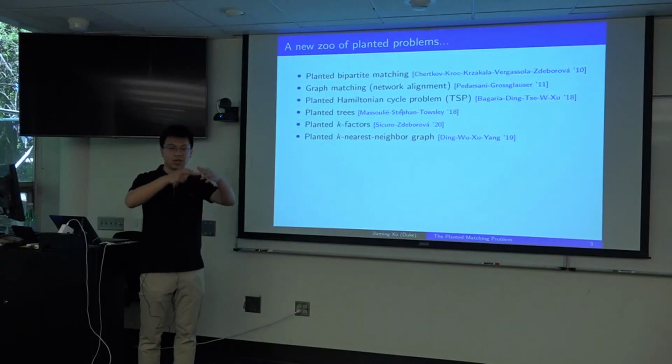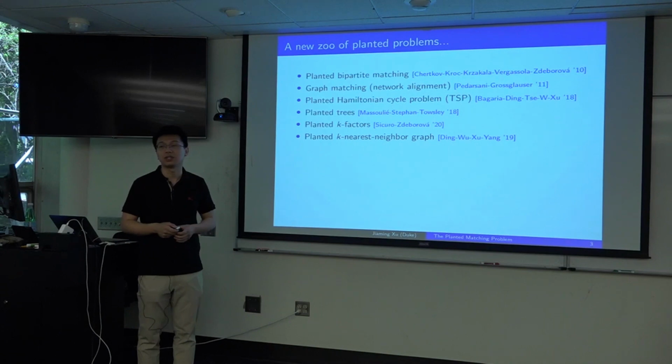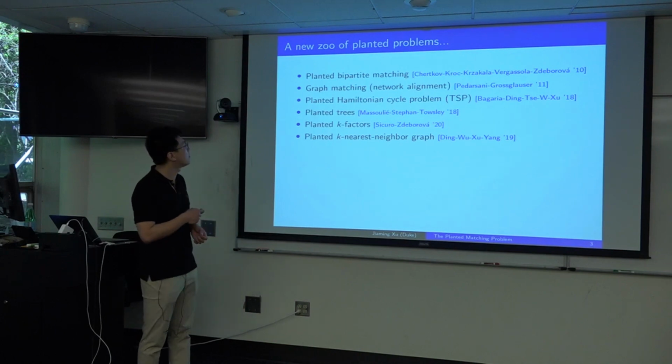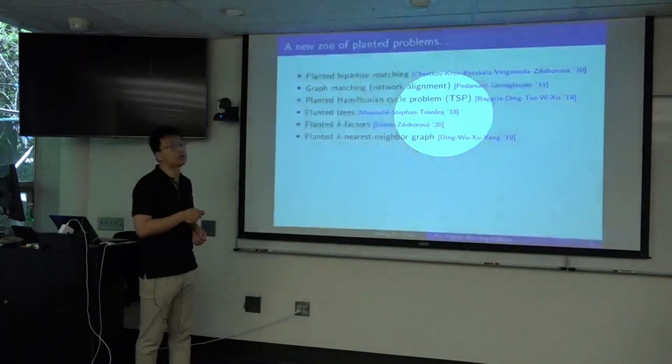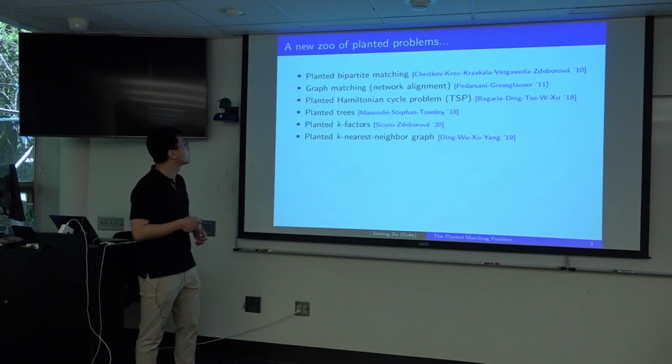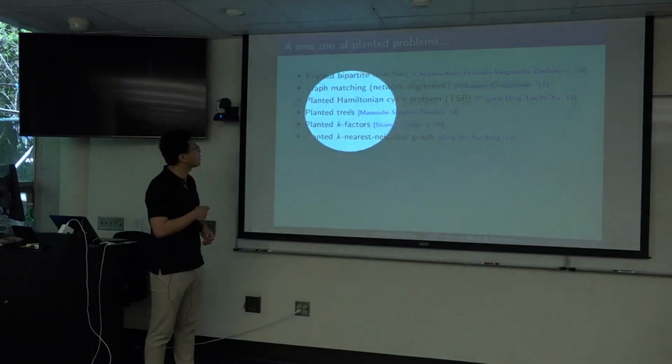So you have a Hamiltonian cycle embedded in this large Erdős–Rényi random graph. And then again, you have some noisy observation. The goal is to recover this hidden Hamiltonian cycle. It's actually related to the traveling salesman problem as well. You can also consider some other structures like trees.